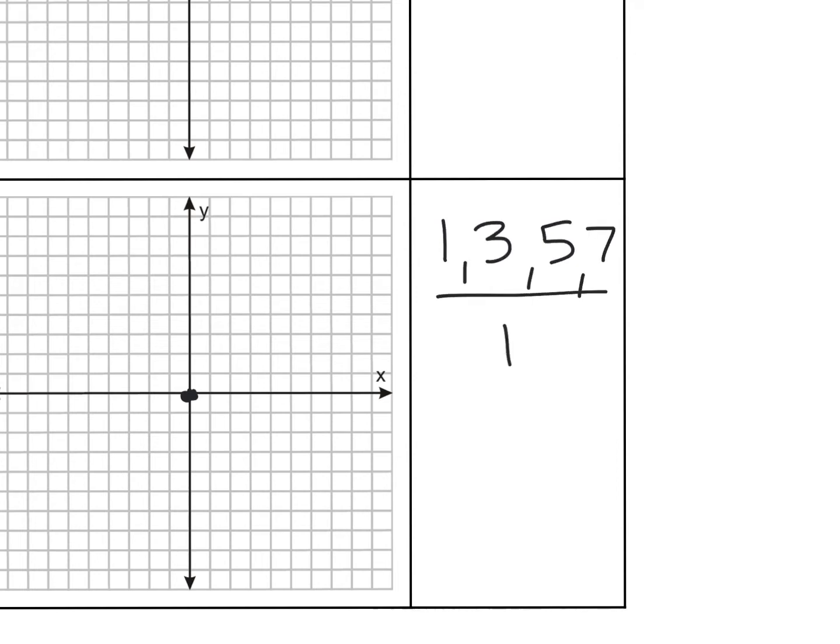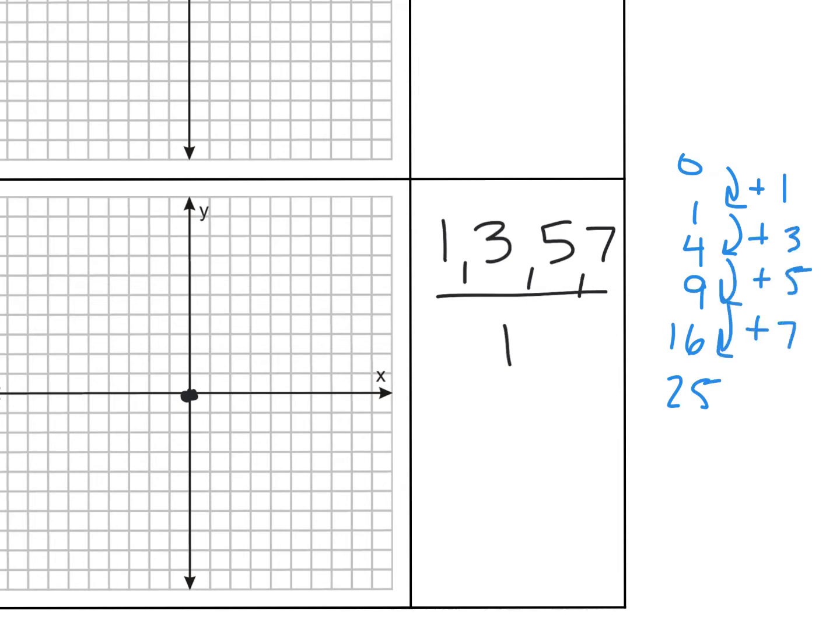And I'm just going to give you a side note for yourself. The reason it's 1, 3, 5, 7: my perfect square numbers are 1, 4, 9, 16, 25. And if you count the difference between those, the first one is 1, then plus 3, then plus 5, then plus 7. And you notice the next one is going to be plus 9. That's where that pattern is coming from.